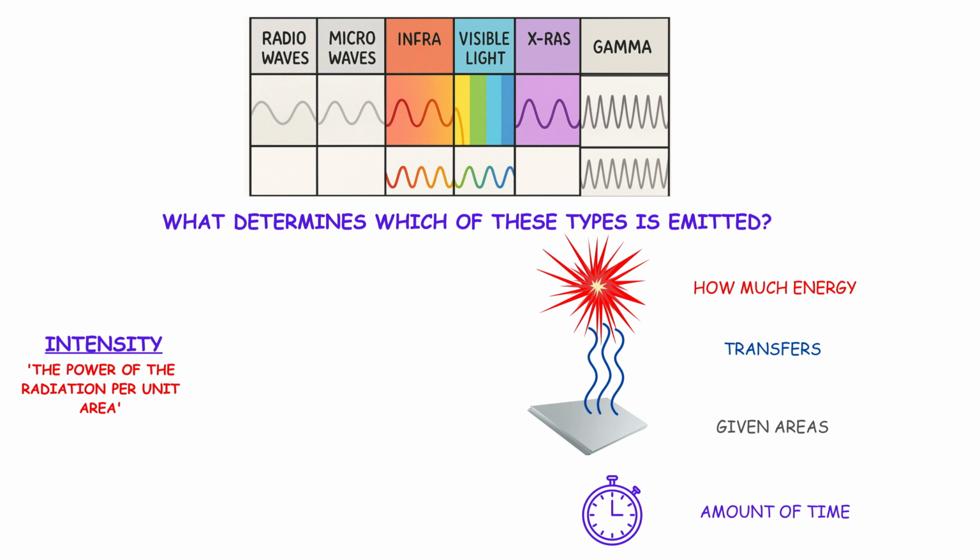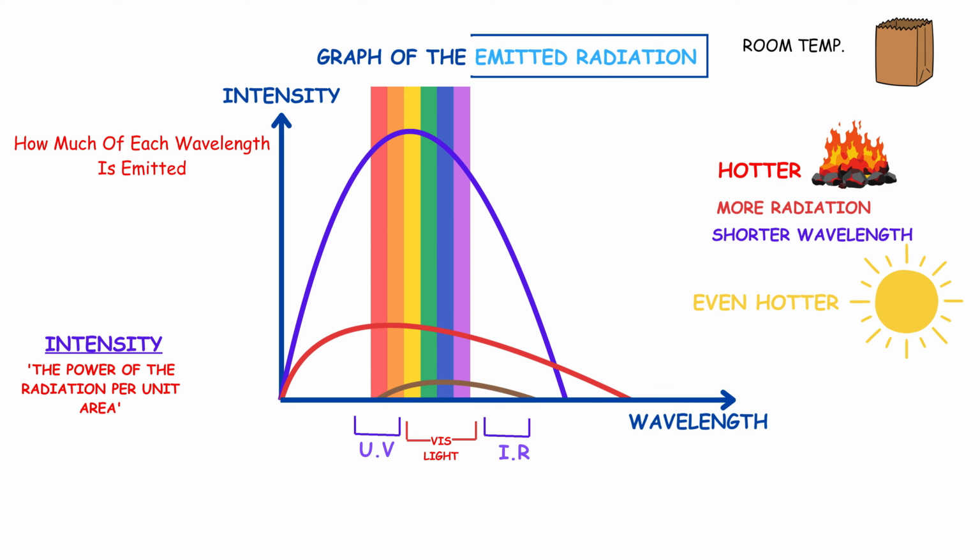We can represent this concept visually using a graph that shows the relationship between the wavelength of emitted radiation and its intensity. On this graph, the horizontal axis represents the wavelength of the radiation, while the vertical axis represents the intensity. This kind of graph helps us understand how much of each wavelength is emitted by an object. A higher intensity on the graph means more of that specific wavelength is being emitted. For practical purposes, we focus mainly on ultraviolet radiation, visible light, and infrared radiation, which are arranged from left to right on the wavelength axis because they increase in wavelength in that order.